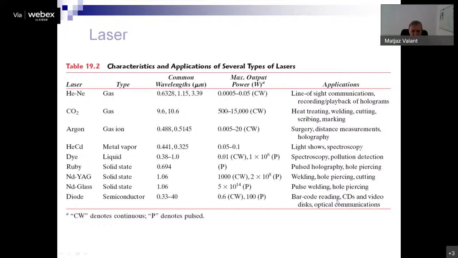Some are more, let's say, friendly for a human body than others. Normally, the green light is not as dangerous for our health as some violet light.